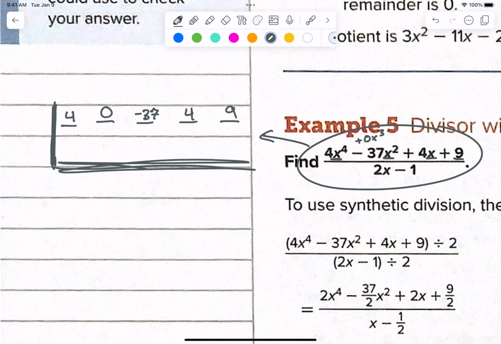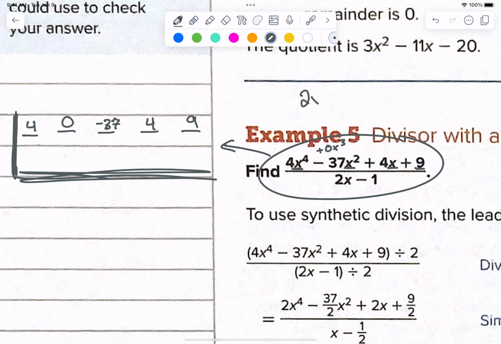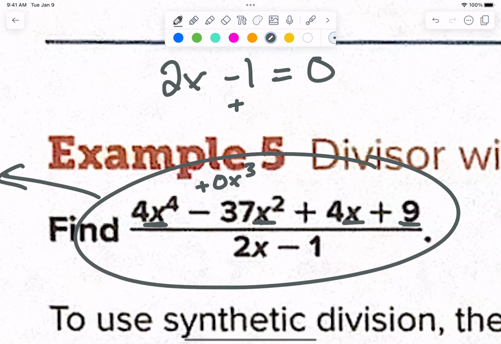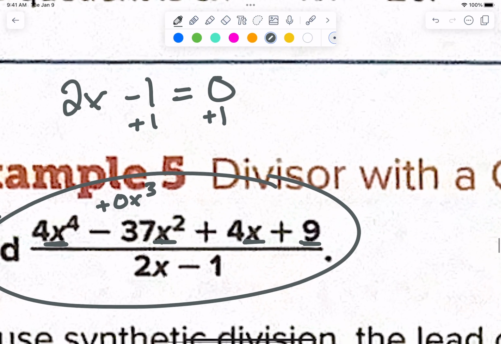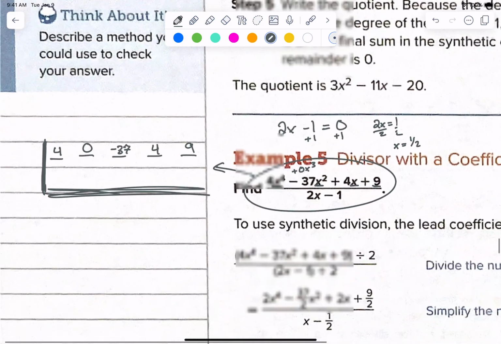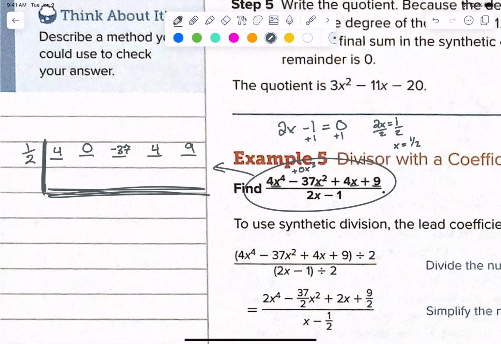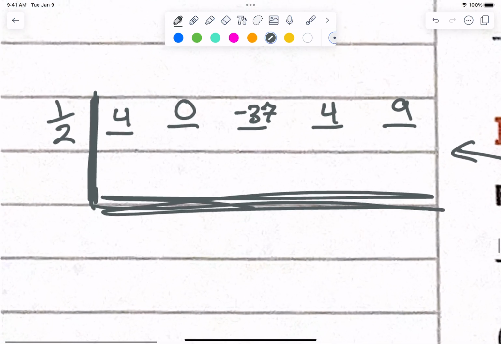All right, the very most important part: 2x minus 1 is what I'm dividing by. If I set that equal to 0, I add the 1 over, so 2x equals 1, and x equals 1/2. Where does that go? On the outside. It's a lot easier than long division.